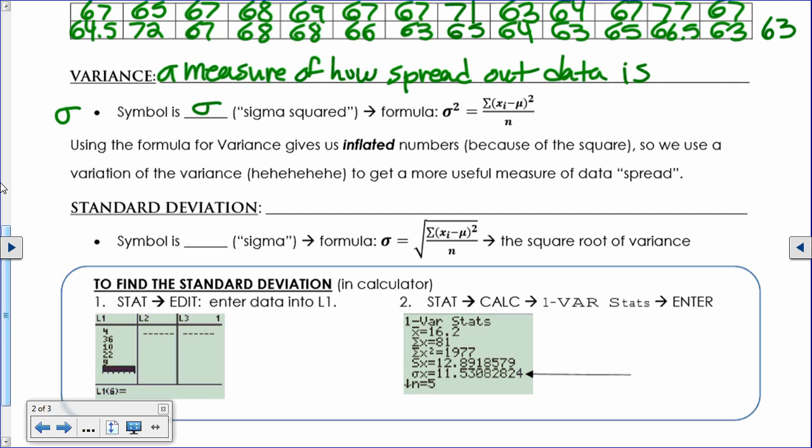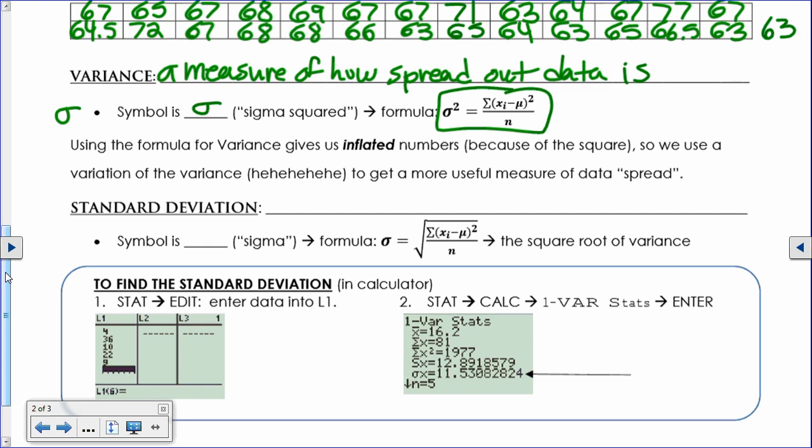The symbol is sigma, but this is the formula. You do not need to remember this. I'll tell you why in a second. That's the formula for variance. Just see it and then move on from it. Using the formula for variance is actually going to give you inflated numbers, a number that's too big. They do represent how spread out the numbers are, but because there's a square here, that's going to inflate too much to make it relevant to us.